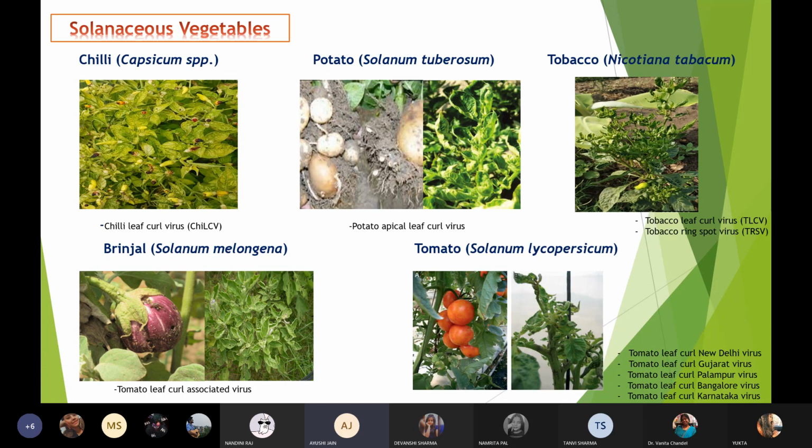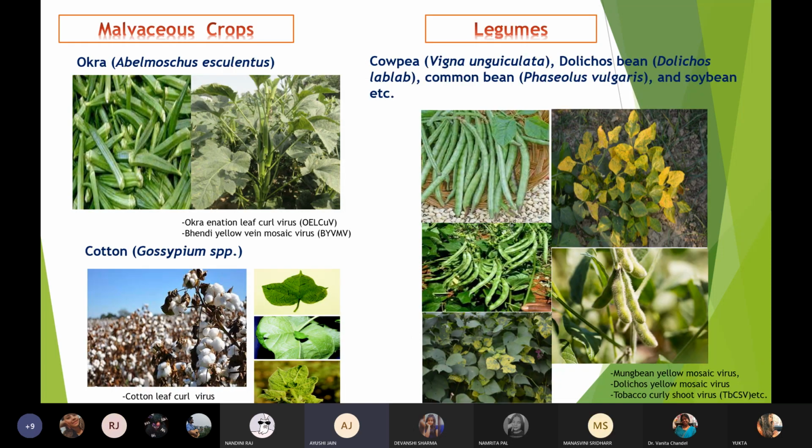Examples of solanaceous vegetables are chili, which is associated with chili leaf curl virus, potato, which is affected by potato apical leaf curl virus, and tobacco, in which tobacco leaf curl virus and tobacco ringspot virus cause disease. Brinjal, also known as eggplant, and tomato are associated with tomato leaf curl viruses. Examples of malvaceous crops include okra, also called bhindi, in which the disease is caused by Bhindi yellow vein mosaic virus and Okra enation leaf curl virus, and cotton, associated with cotton leaf curl virus.